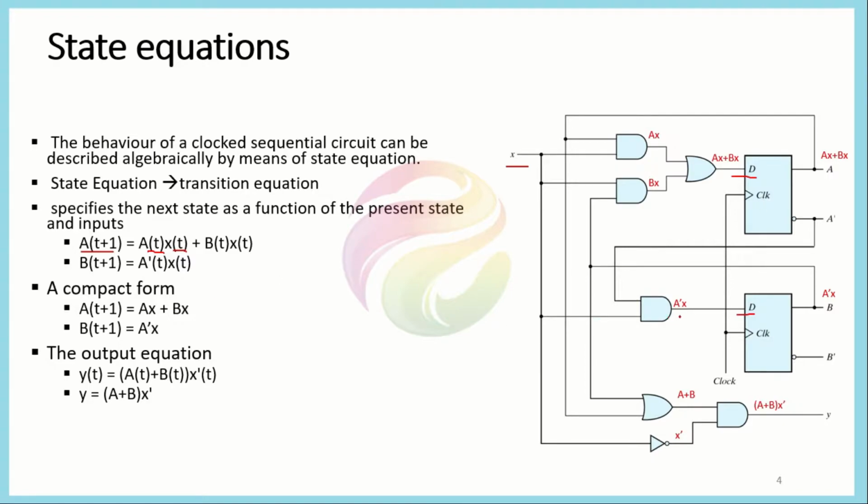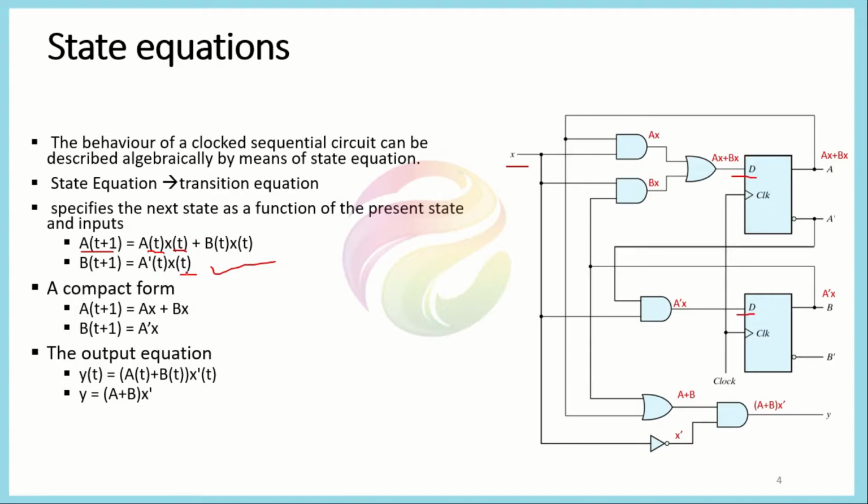And the next thing that is ANDed with it is the input x. So we write the second equation for the next flip-flop as B(t+1) is equal to A complement at time t into x at time t. Generally, in a more compact form, we don't write this separately as a function of time, representing the current instant of time. It is understood that it is representing the current time instant, so we can ignore this t here.